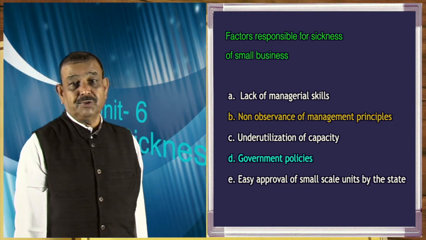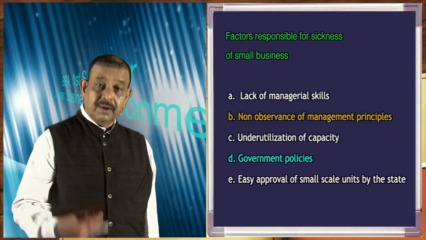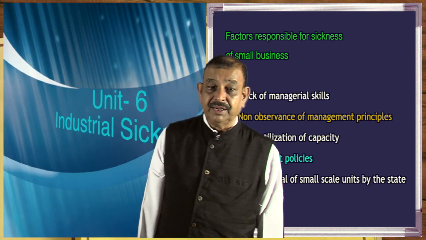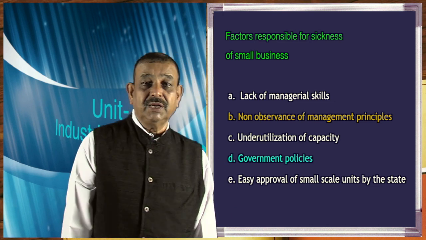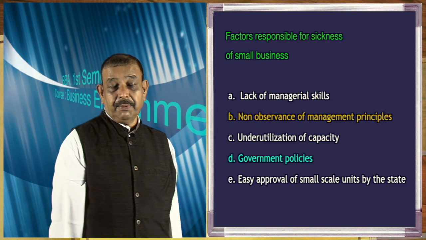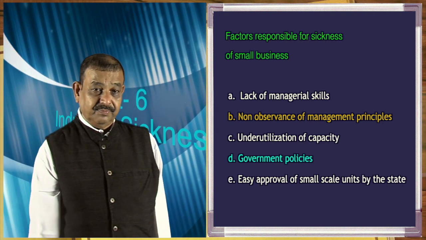Non-observance of management principles. We all know that things need to be planned, organized, with proper equipment and proper training. If we do not observe all this, that is likely to lead towards sickness. Underutilization of capacity: capacity is not fully utilized. Means what? It's a problem of working capital.